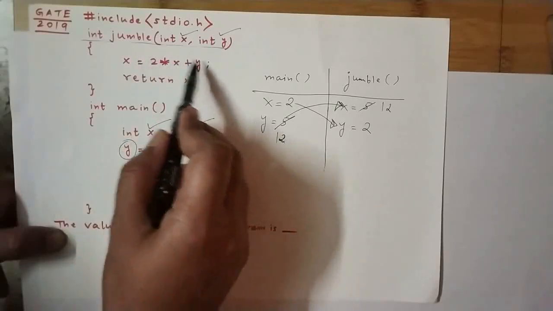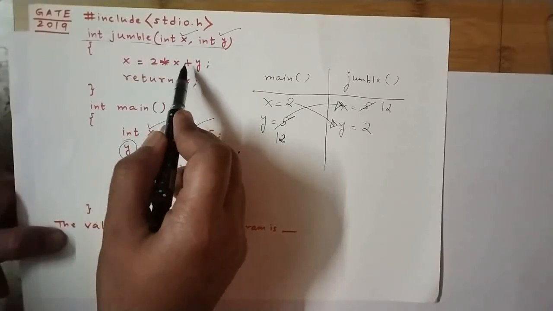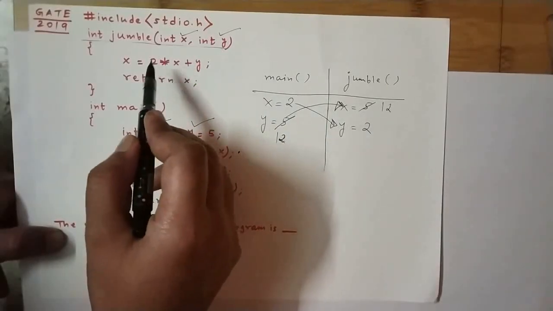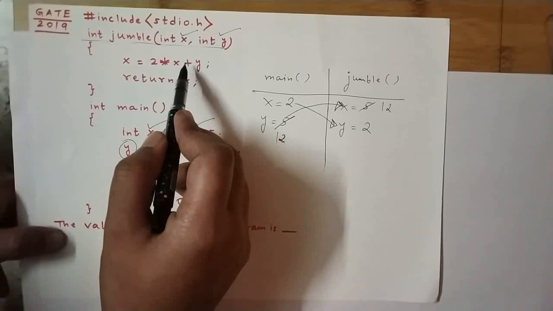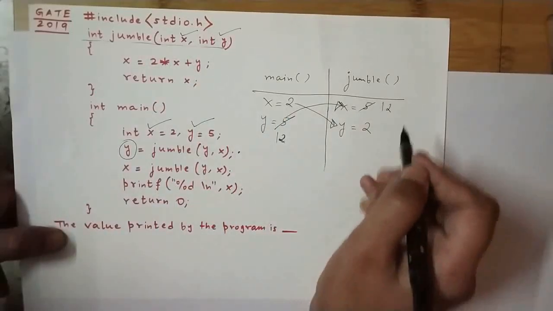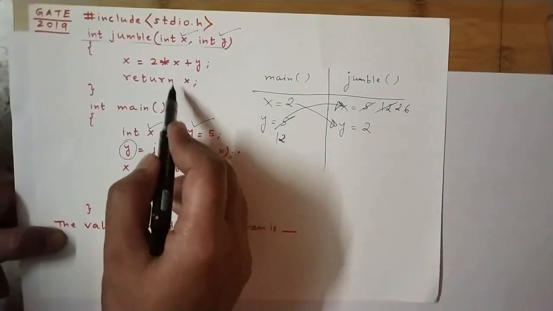Again, in this arithmetic, there are multiple operations here: one multiplication, one addition. So 2 into 12 will give me 24. And if I add that with 2, I'll get 26. And this value of 26 is assigned to x itself. So x again gets a value of 26. And I'm returning this value of x.